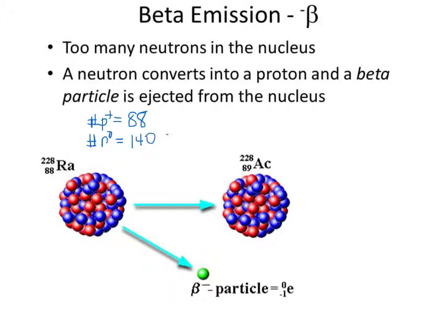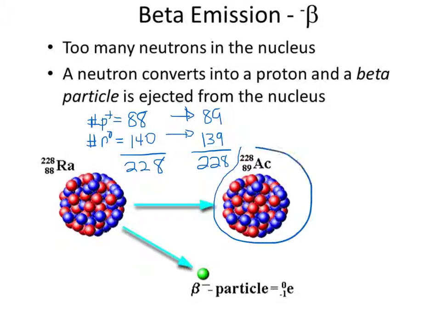If I convert one of my neutrons into a proton, I lose a neutron, so that's 139, but I gain a proton, so it's now 89. Again, my mass should still be 228. Nothing has changed with my atomic mass, but now my atomic number has changed. My number of protons has changed, so now I am a new element. And here's my beta particle. It just ejects an electron.